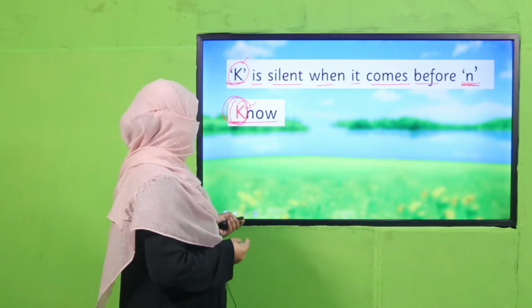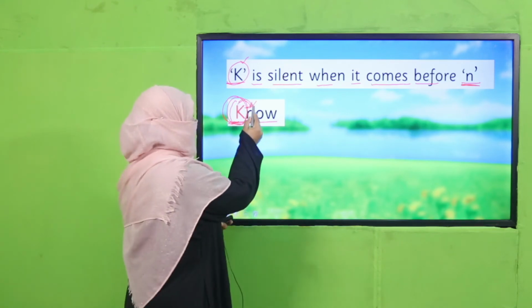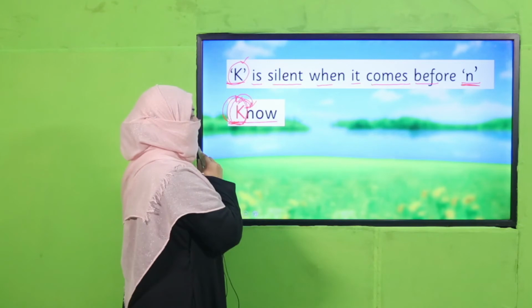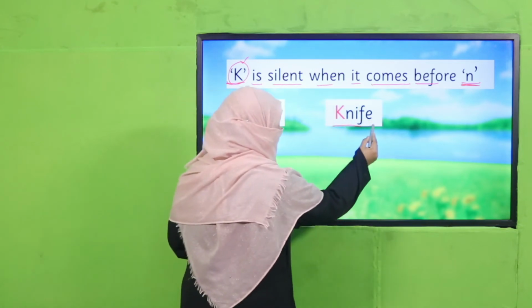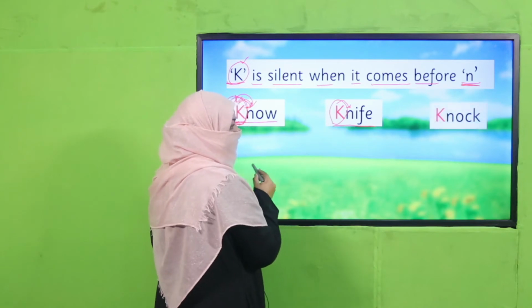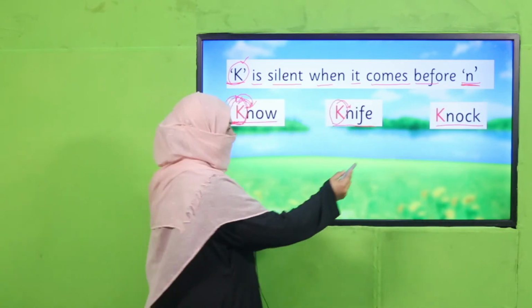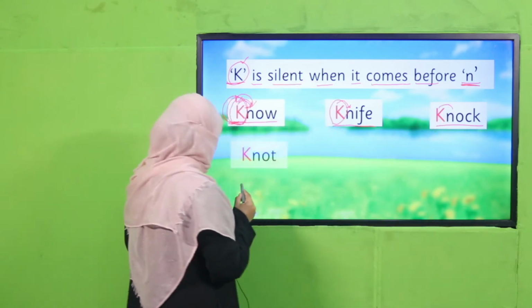This is the concept. Okay? So K is silent because after K, N is there. So this N makes this K silent. Knife. Again, after K, N is there. This K is silent. Knock, knock. So this N makes this K silent.